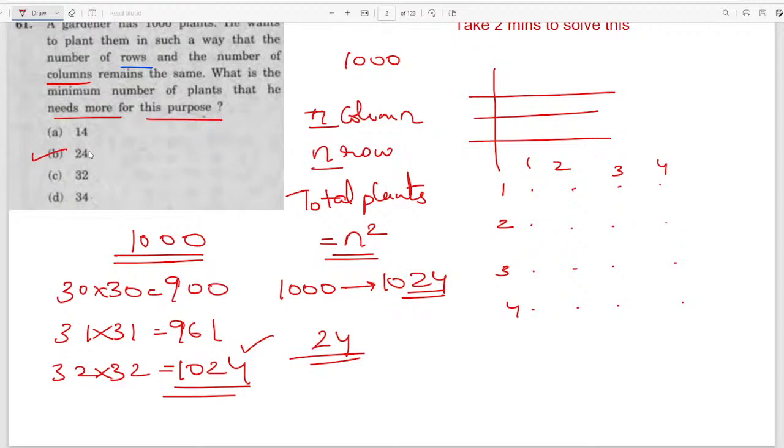This is the minimum because after this, if you make 33 into 33, this will be 1089. Again, this 1089 is a perfect square, but they're asking the minimum plants that he needs, that is 24. If you give 89 plants also, his work would be done, but they're asking the minimum number of plants that he needs to have equal number of rows and equal number of columns.